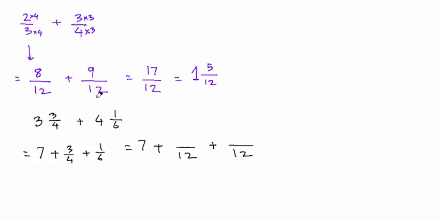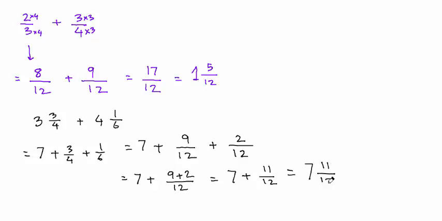3/4 is 9/12. We already did that a few minutes ago. So let me just go ahead and write down a 9. And then 1/6 is 2 over 12 because 6 times 2 is 12. So you want to multiply 1 with 2 to get a 2. And therefore we can add these two fractions up now and say that this is equal to 7 plus 9 plus 2 all over 12, or 7 plus 11/12, written as the mixed number 7 and 11/12. That's how you would add mixed numbers together.